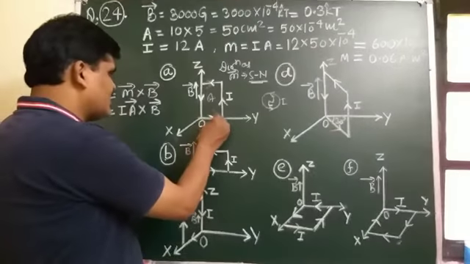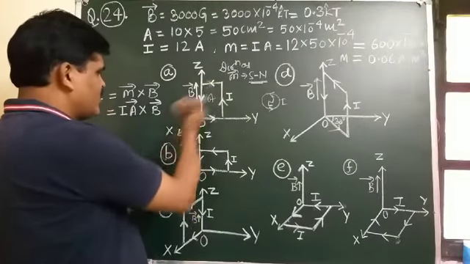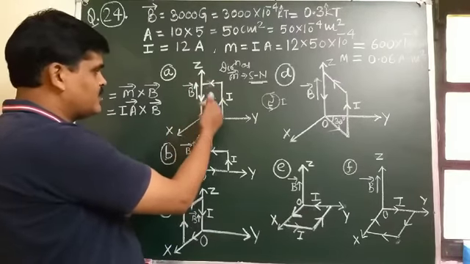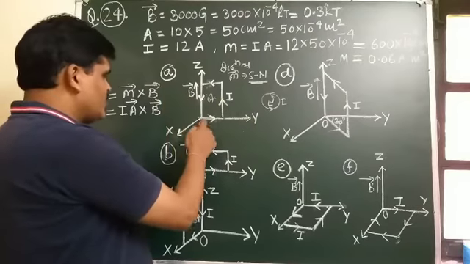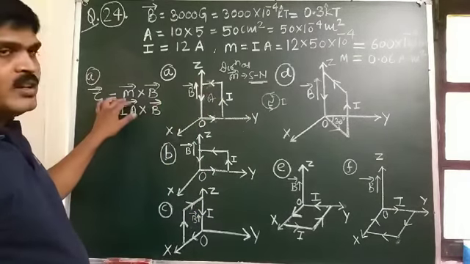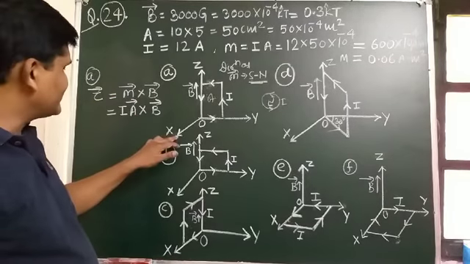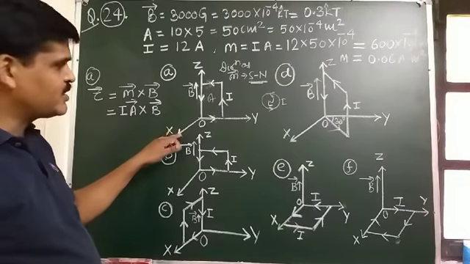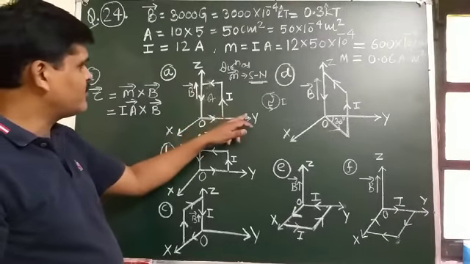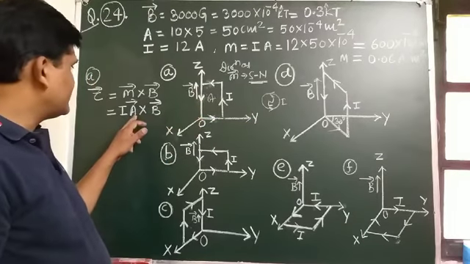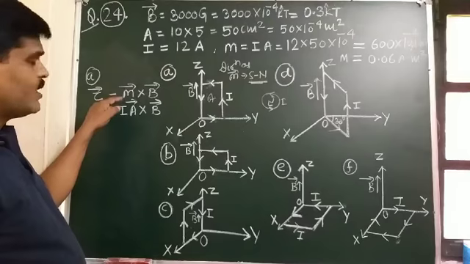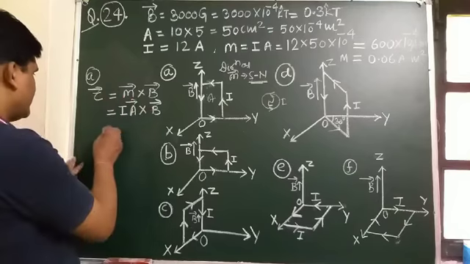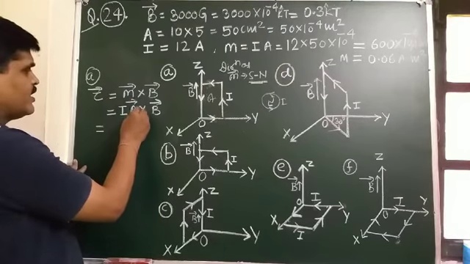So already we know that the direction of magnetic moment is towards the x-axis, perpendicular to this rectangular loop, because the current in this loop is anti-clockwise. It means the direction of the area vector is also towards the x-axis, which is perpendicular to the YZ plane. Every time, in place of vector m, we can write I times the area vector.